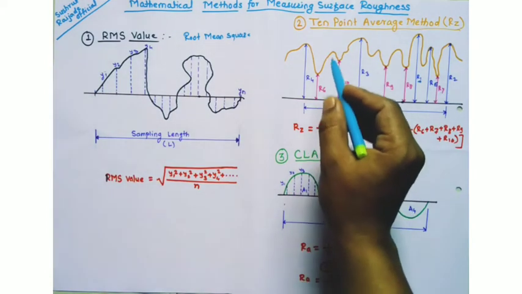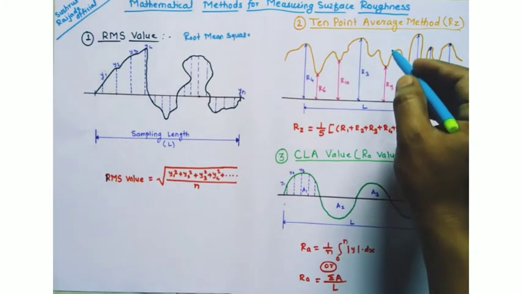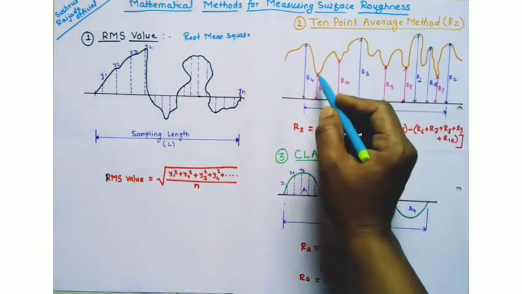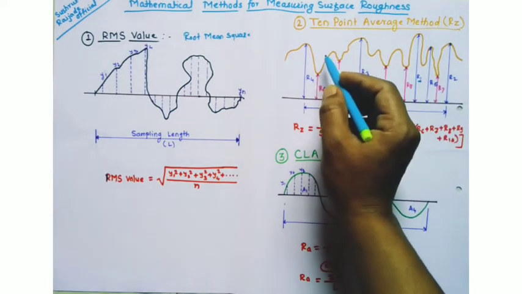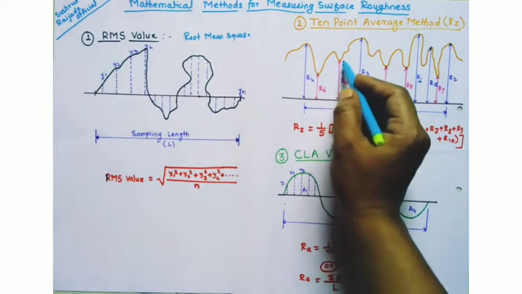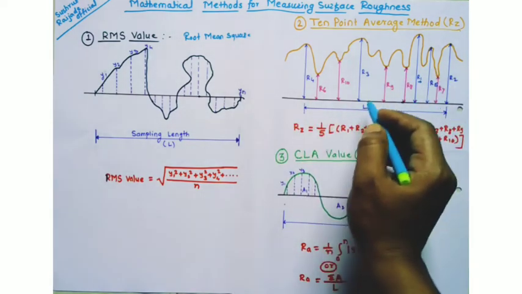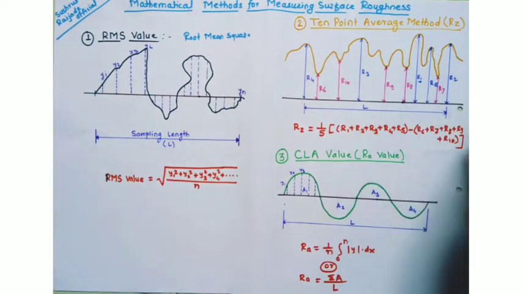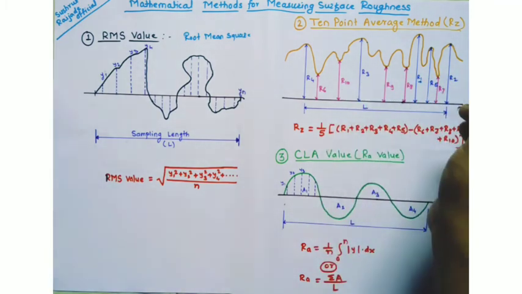Now the second method, the 10-point average method, Rz. In this method, the average difference between the 5 highest peaks, these are the peaks and these are the valleys, and 5 deepest valleys within the sampling length, measured from a line parallel to the mean line and not crossing the profile, is taken, which are R1, R2, R3 up to R10.